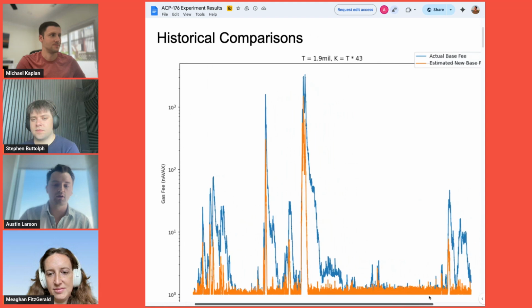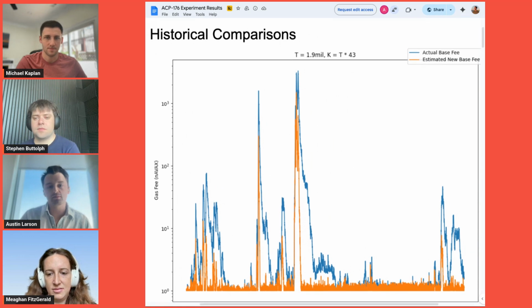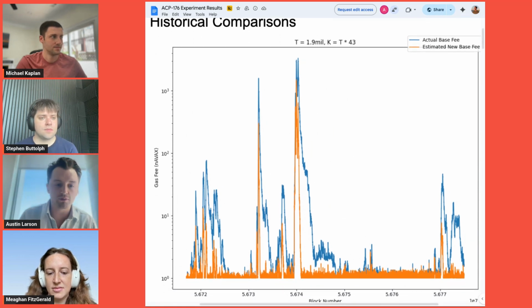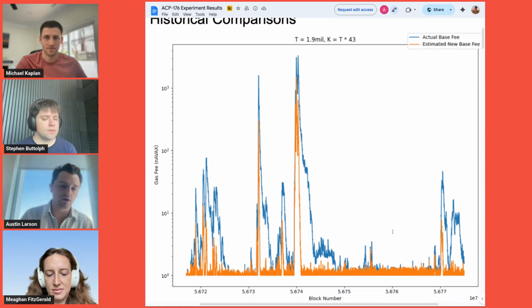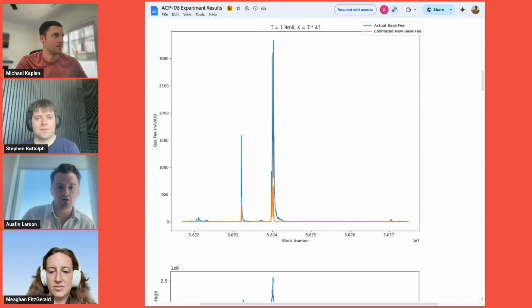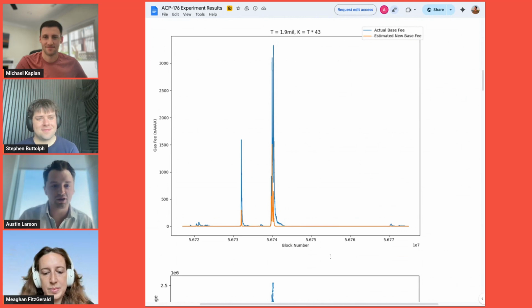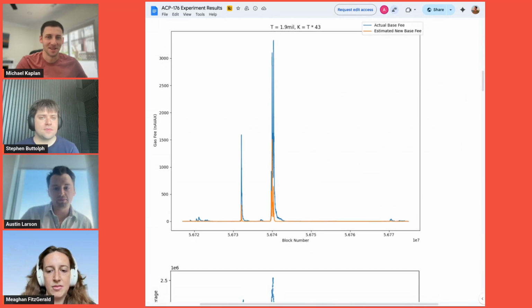So the difference immediately after these spikes is huge, orders of magnitude. This is clearly a huge improvement on our fees, where it can go back down to essentially zero right away, which is really awesome. Here you can see it not log scaled, and it's a little more apparent how big the difference is.